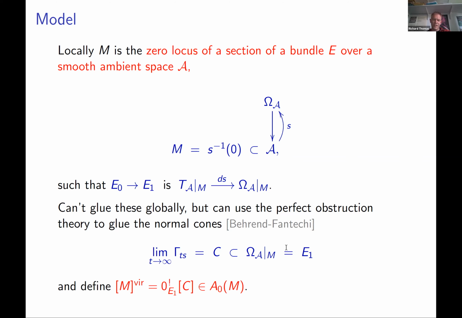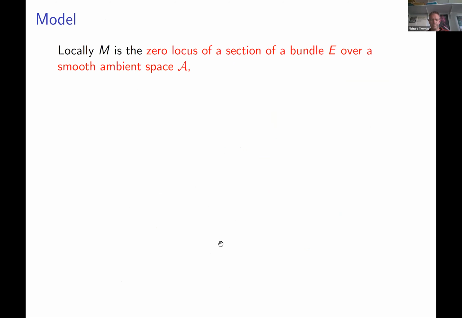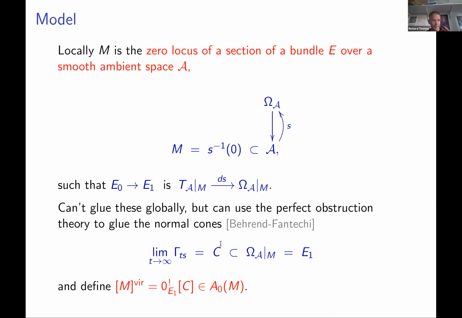So now you can define the virtual cycle to be the intersection of this cone, instead of the graph of S, you use the cone, with the zero section of this bundle. And that gives you a cycle in M, and it's the correct thing. And if you were able to perturb your section so it was transverse, then you would get a cycle homologous to this one. So this is the correct thing. It has nice properties. So that's how virtual cycles work, but they crucially depend on having this two-term obstruction theory. So they depend on having deformations, obstructions, and no higher obstructions or ignorable higher obstructions. All right. So that's how virtual cycles used to work.